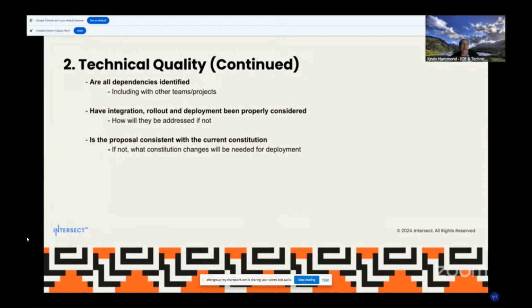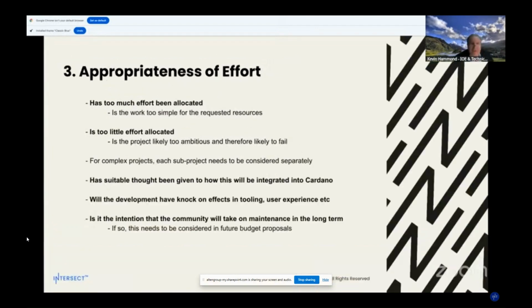Dependencies: are all technical dependencies identified, including with other teams and projects? Have integration, rollout, and deployment been properly considered? And if not, how are they going to be addressed? Is the proposal consistent with the current constitution? Because if not, there will need to be some constitutional changes. So that is technical quality, incredibly important.